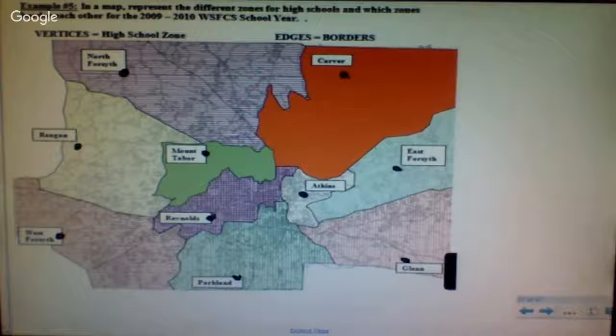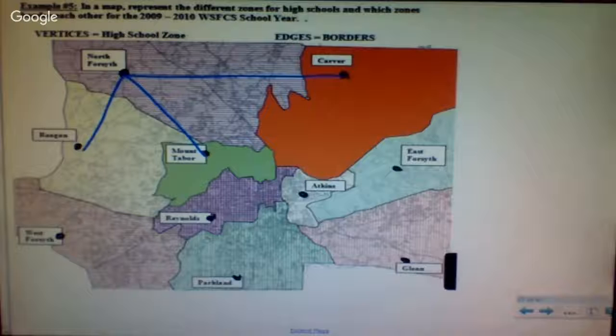The edges in this one are going to represent the different school zones that they border. So if you take a look at this picture, North Forsyth borders which school zones? Reagan, Mount Tabor, and Carver. They touch Reagan, Mount Tabor, and Carver.